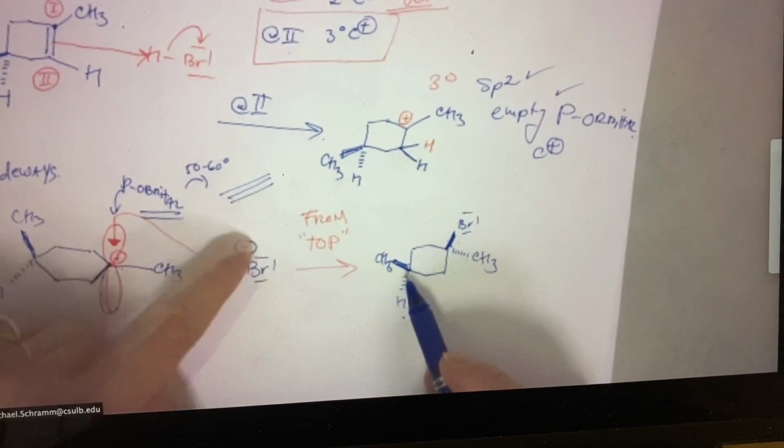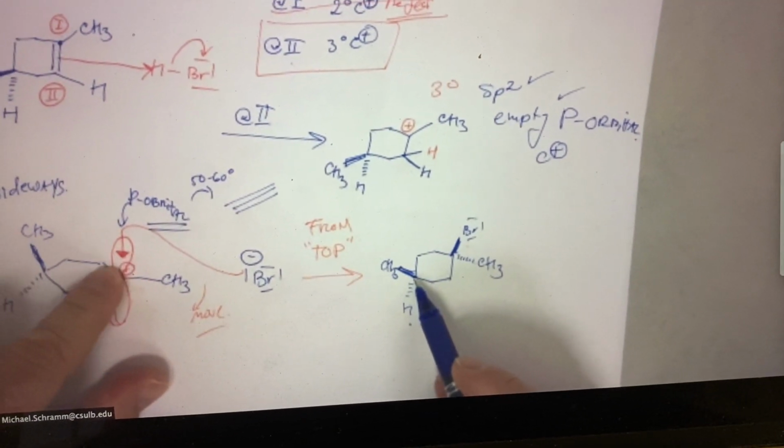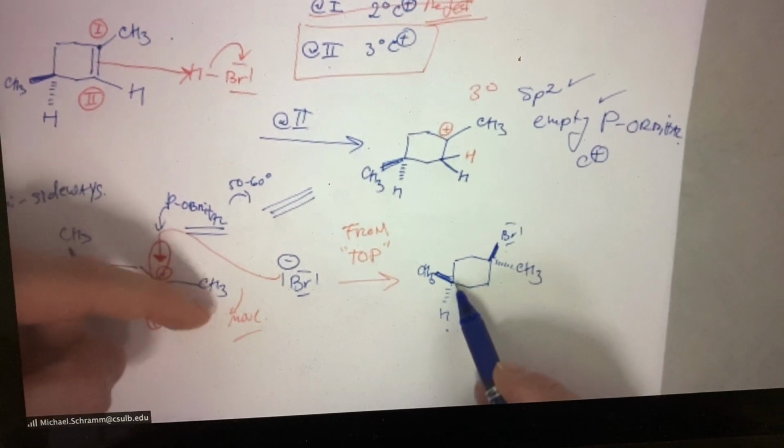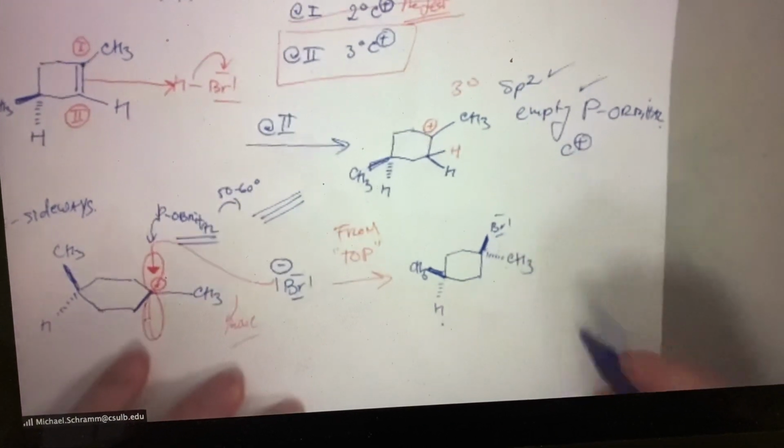I'm saying let's think about what happens if we push bromide in from the top, into the top of this p orbital. This methyl group gets pushed down, and this is what the product would look like. And 50% of the time, this happens.